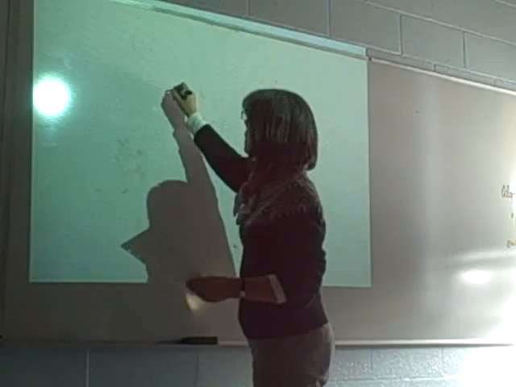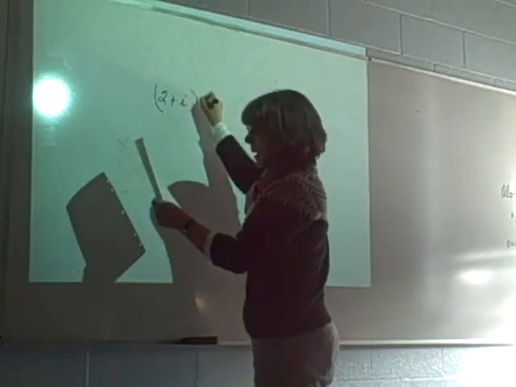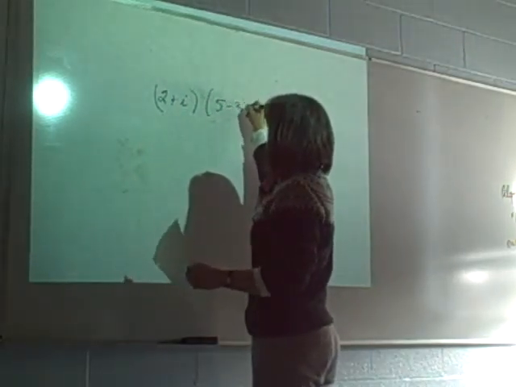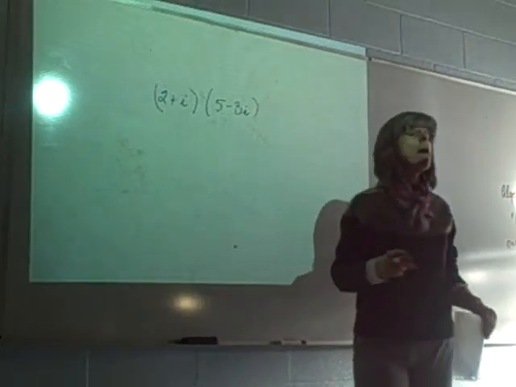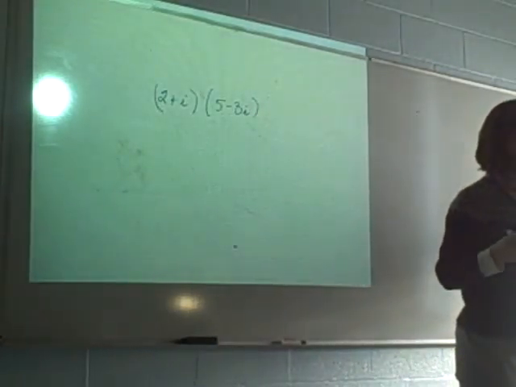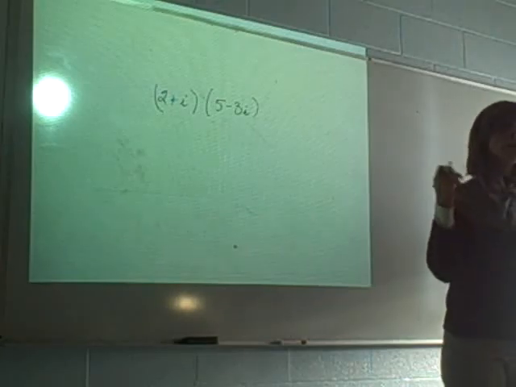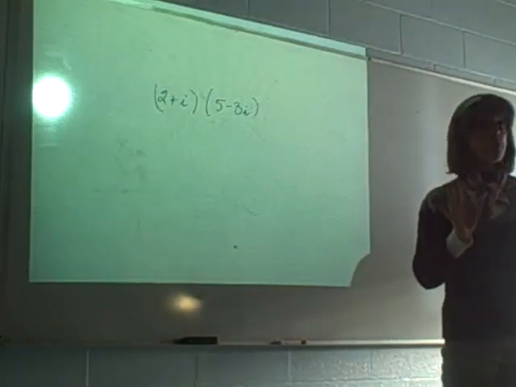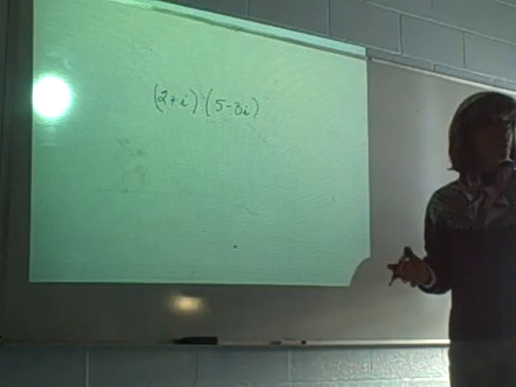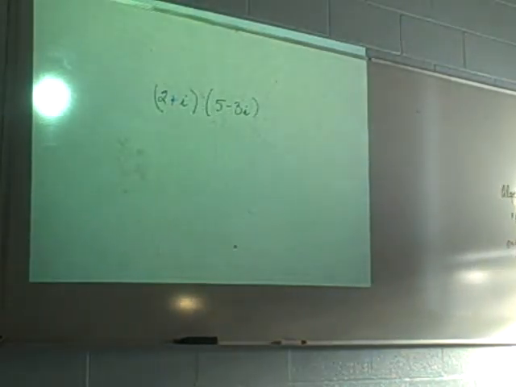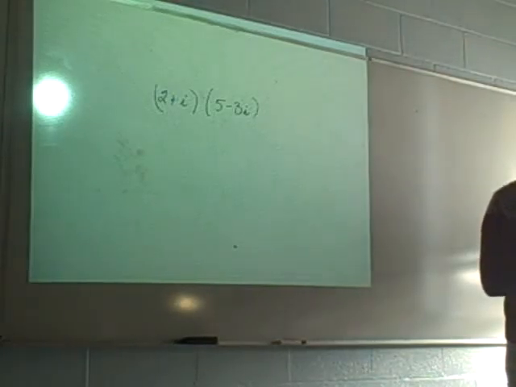Okay, how about this one? 2 plus i times 5 minus 3i. Now, Michael, what are we going to use? FOIL. Okay, so you may FOIL, use your area model, whatever you prefer. Just be careful, all right? Or you can use the distributive property. So I'm going to let you do that problem out, and then we'll check your answer.